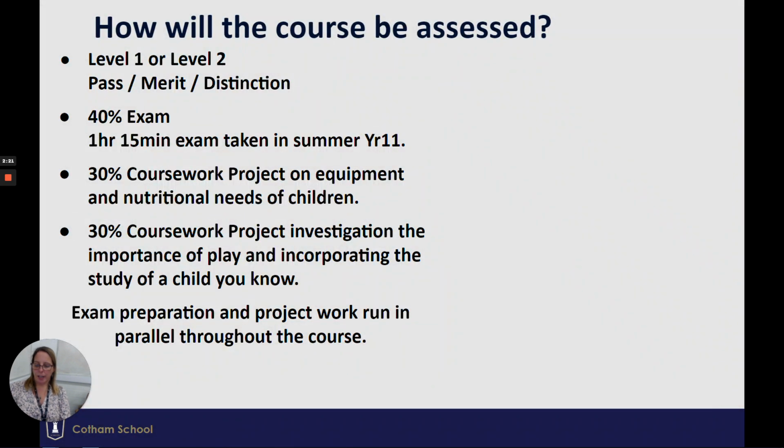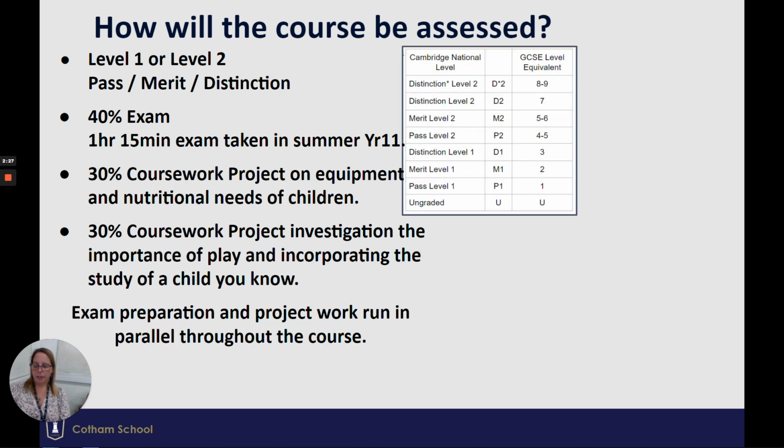The course is assessed using pass, merit and distinction grades. You can see here how this equates to GCSE boundaries. If you are expecting a 4 or 5 at GCSE, then you will be anticipated to achieve a pass at level 2. The exam is worth 40% and is taken at the end of year 11.